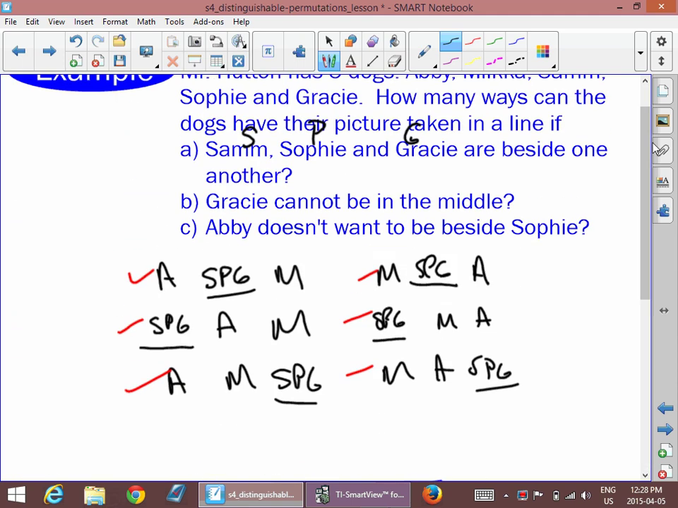Understand the implication. There are 6 outcomes in every single one of these. Every single one of these original 6 outcomes has 6 outcomes embedded in it, because there are 6 different ways of arranging Sam, Sophie, and Gracie who want to be together.